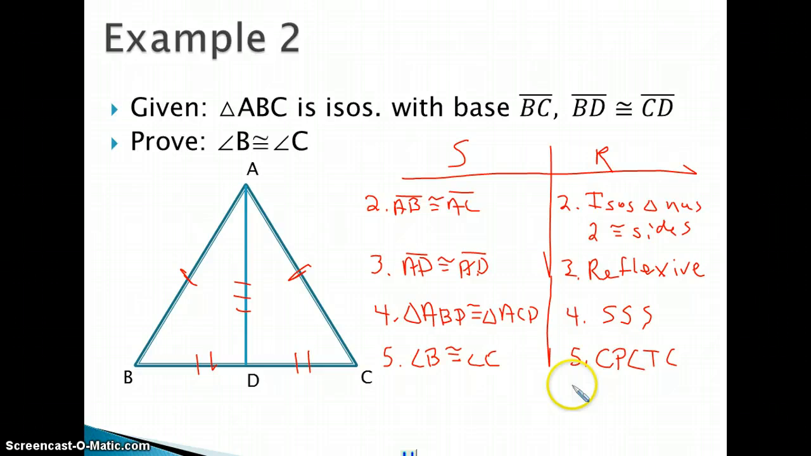The proof is done. So again, if it says isosceles and it tells you where the base is, which it will, then that's going to tell you exactly where those congruent sides are. The remaining pieces are the congruent legs.